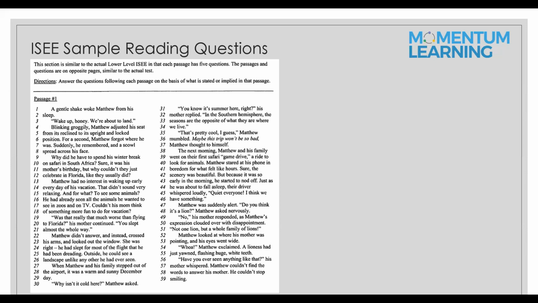What level is this? This is the same ISEE Junior. It's the level for students that are applying to 5th and 6th grades. Okay, so students testing that are currently in 4th and 5th that are applying to 5th and 6th.